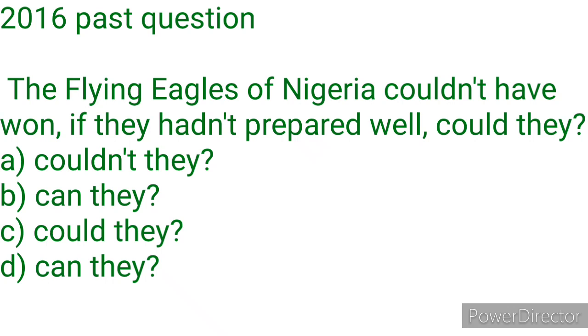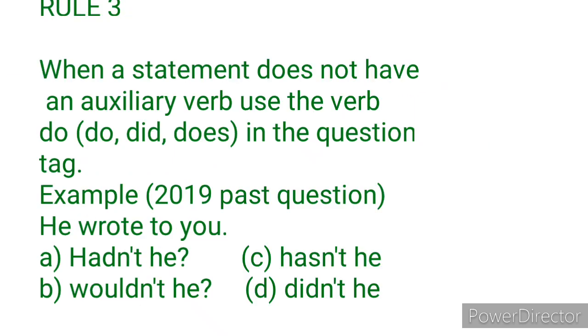Now let's look at the third rule, the last one. When a statement does not contain an auxiliary verb, that is, when the statement is in the simple present or simple past tense, you should use the verb do in the question tag.